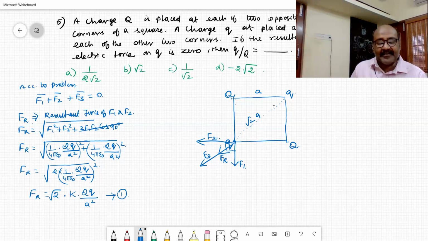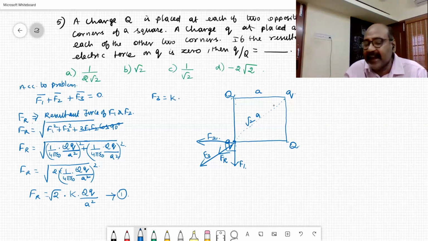This Fr is the resultant of F1 and F2. Now you calculate the value of F3. What is the value of F3? F3 is the force between the two charges small q and small q available at the two corners along the diagonal. So F3 is again 1 by 4 pi epsilon 0.